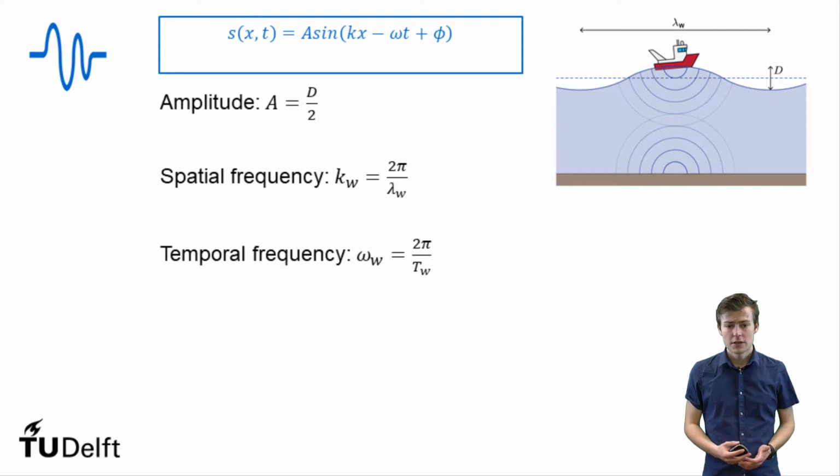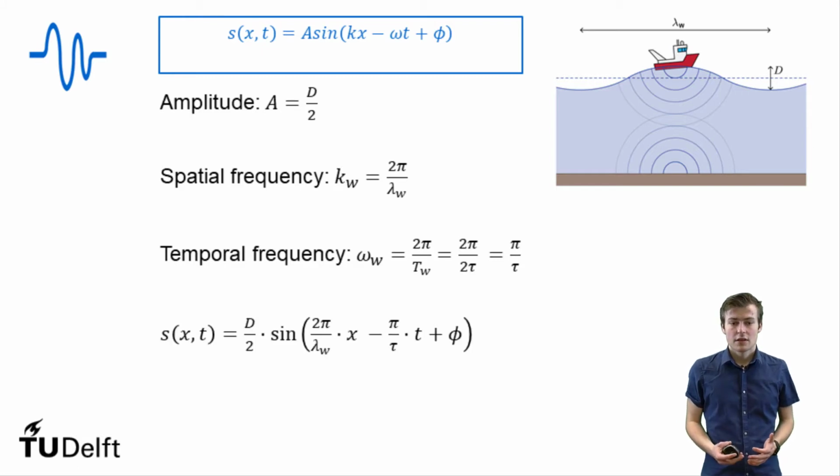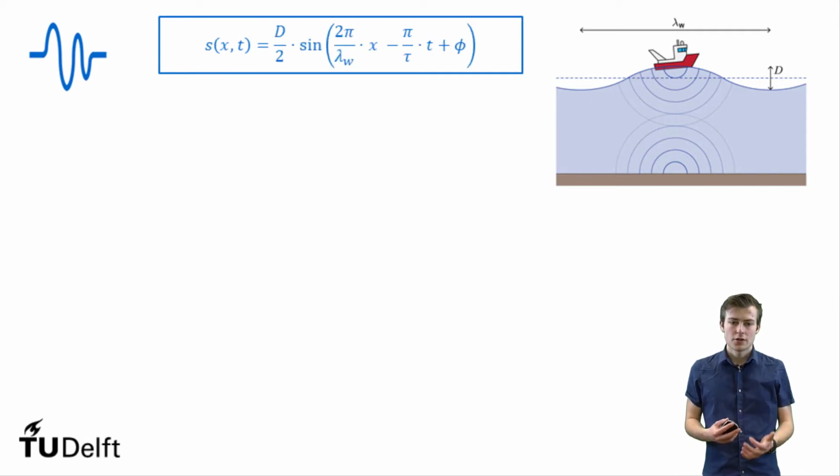Omega is the temporal frequency, and it's 2 pi divided by the period, T. It was given that the time it takes to go up and down is tau, so our total period is 2 tau. Therefore, our temporal frequency is 2 pi divided by 2 tau, which is pi over tau. If we combine all of this, we obtain that our wave equation is capital D divided by 2 times the sine of 2 pi over lambda times x minus pi over tau times t plus phi, where phi is just our phase shift.